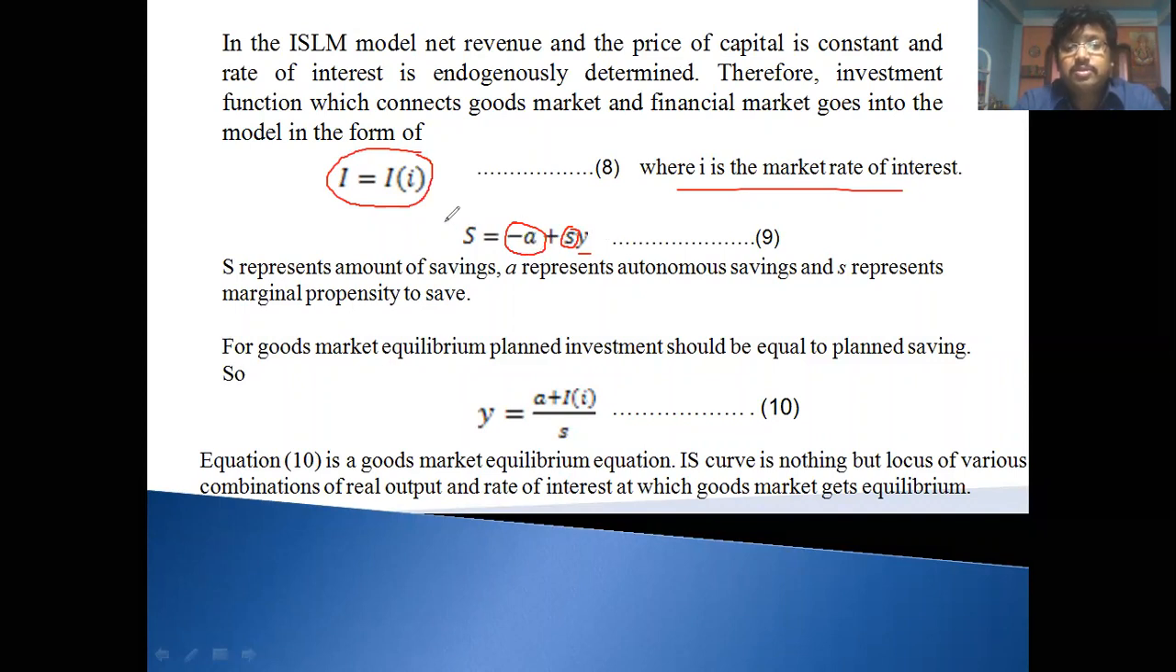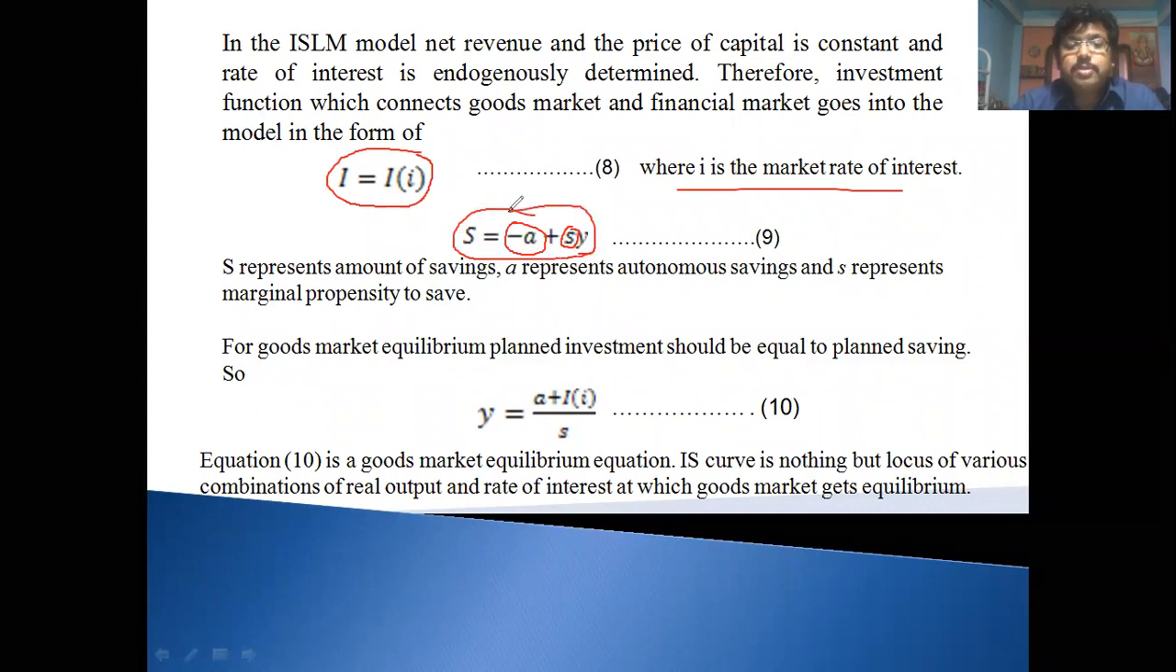So the savings is the autonomous savings plus a factor, that is the marginal propensity to save multiplied with the income. Okay, this is the total saving.